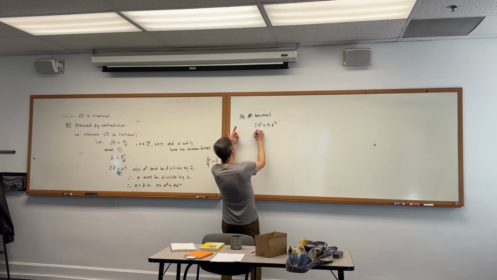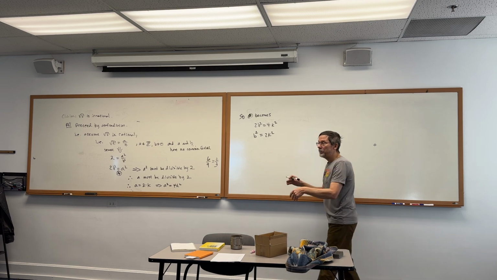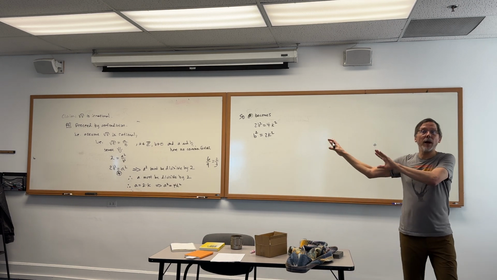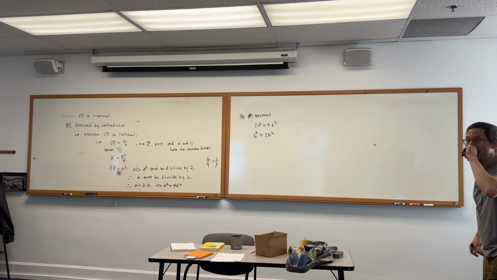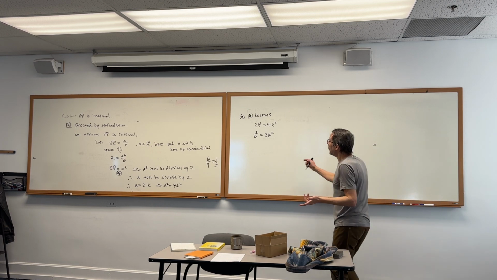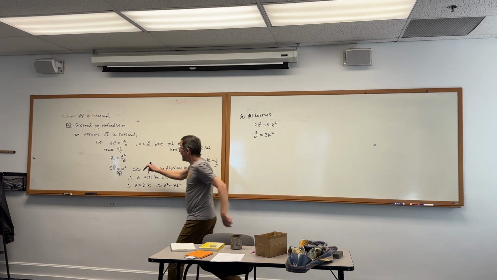So look, divide both sides by 2. So b squared is 2k squared. So let me ask you something now. What do I know about b itself? Well, what is it, Corbett? Yeah. It must be divisible by 2.